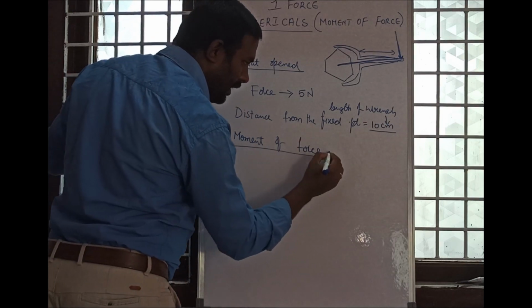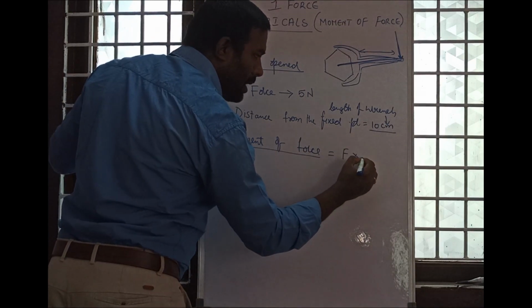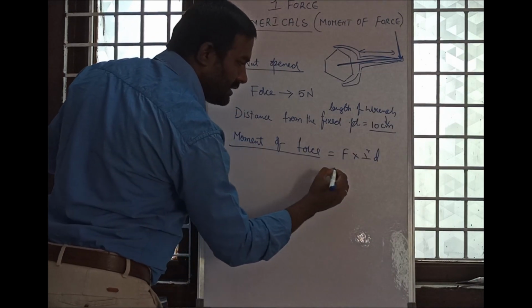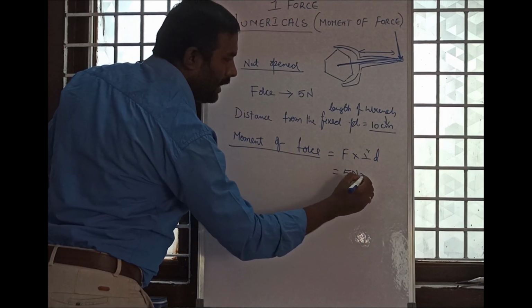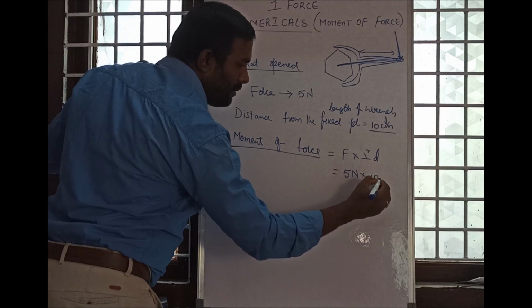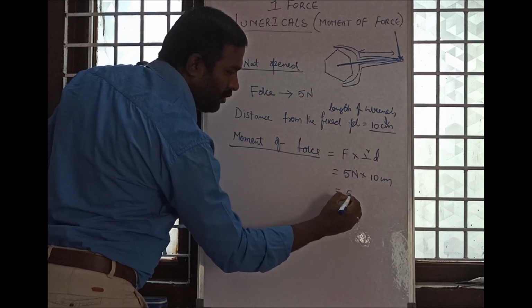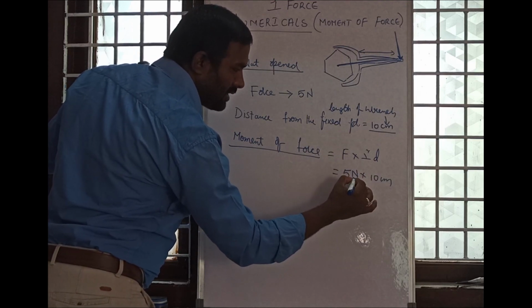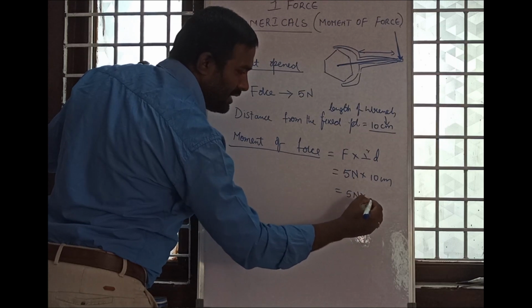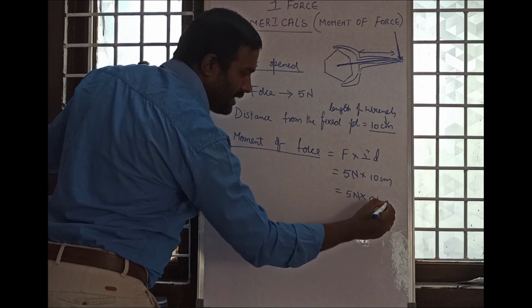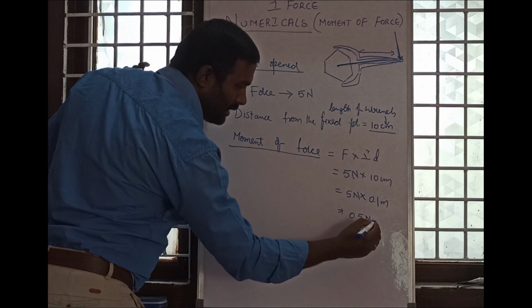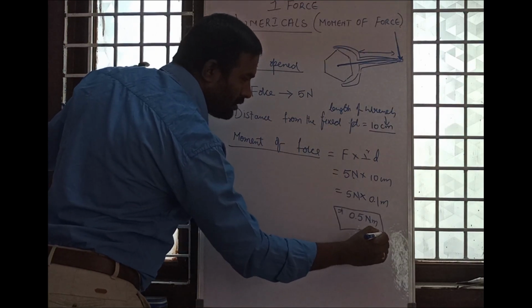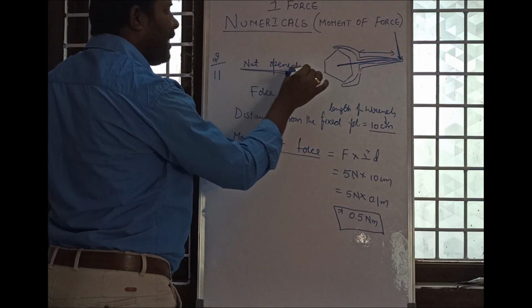Moment of force, already we learned that it is force into perpendicular distance, nothing but 5 newtons into 10 centimeters. Whenever newtons is given, we have to take the distance in the form of meters. 0.1 meters, which gives 0.5 newton meter. This is the moment of force produced when we are going to open a nut.